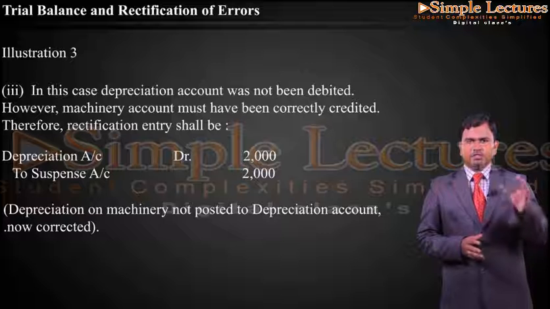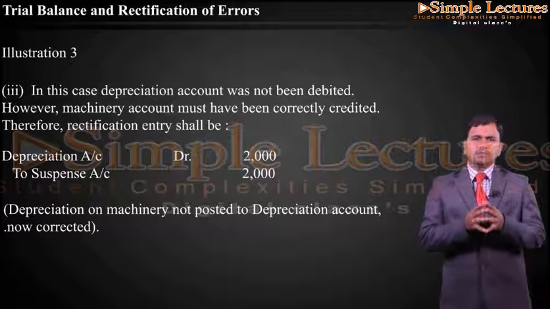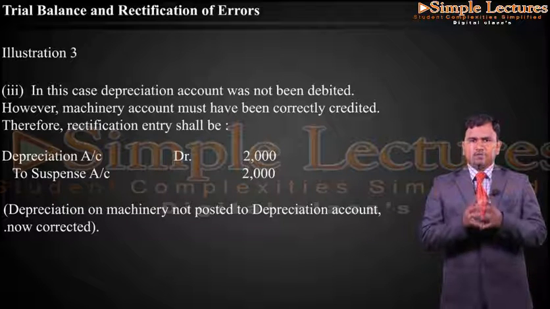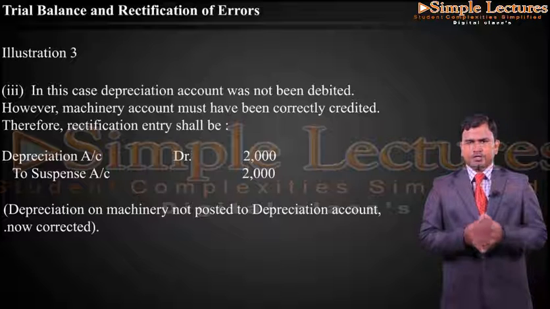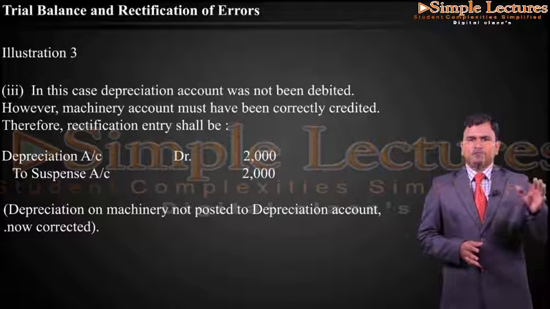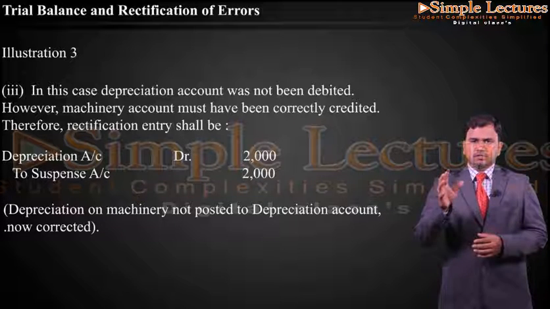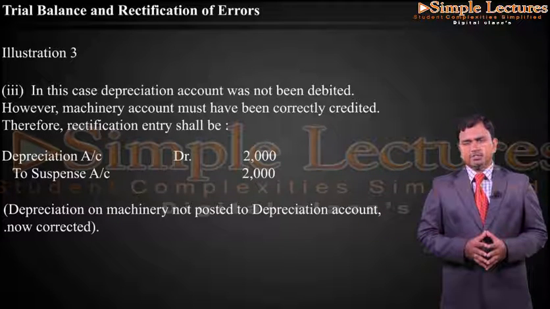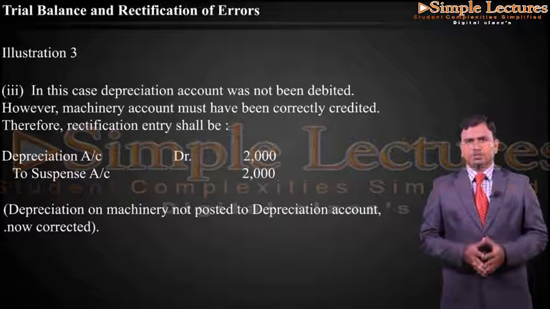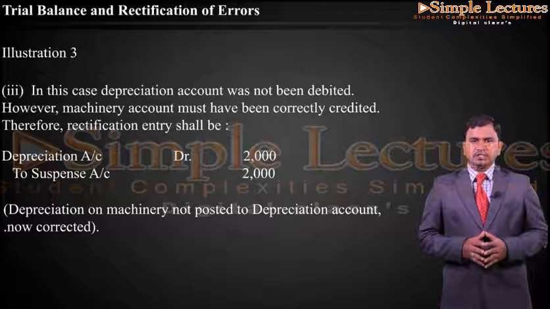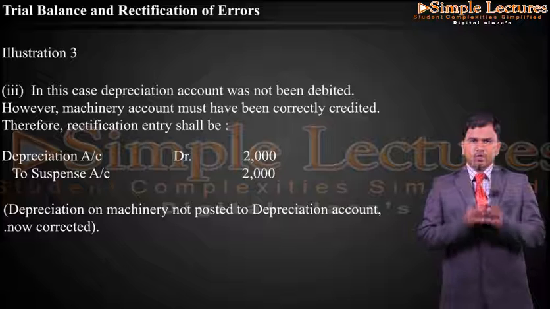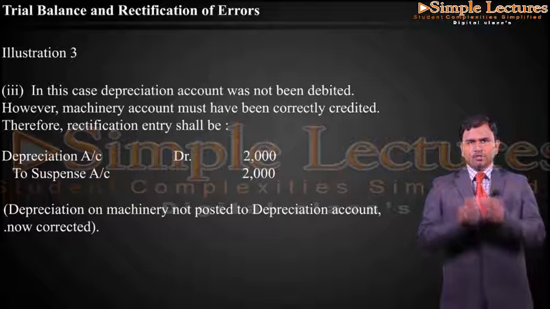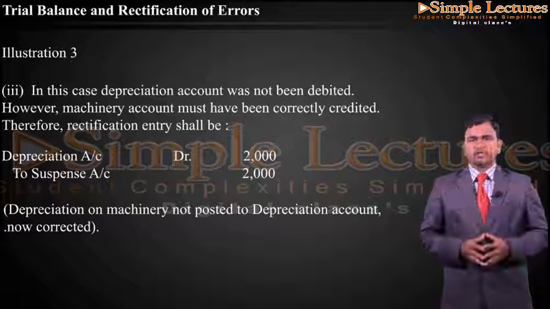Coming to case 3, in this case the depreciation account was not debited. However, the machinery account must have been correctly credited. Therefore the rectification entry shall be depreciation account debit to suspense account, 2000 debit and 2000 credit, and the narration will be depreciation on machinery not posted to depreciation account, now corrected. So these are the 3 entries we are going to pass when it comes to the write-off of depreciation.